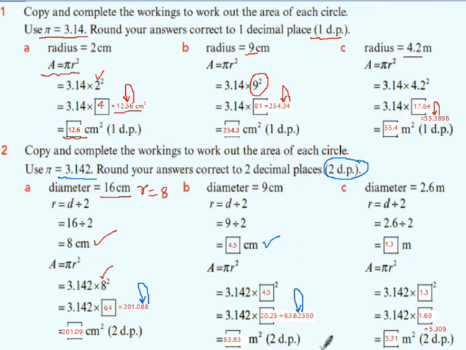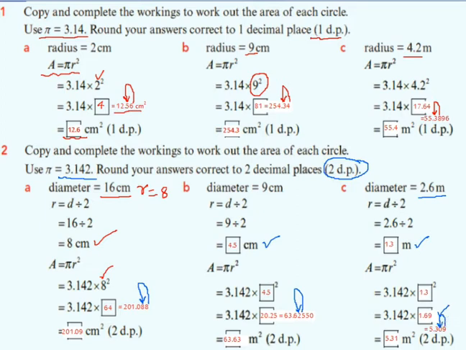Here the diameter is 2.6, so the radius will be 1.3. 1.3 square is 1.69. When you multiply by 3.142, for such questions you have to use a calculator because they are big calculations. So 5.309, and then you round off, check the third place, so 5.31.